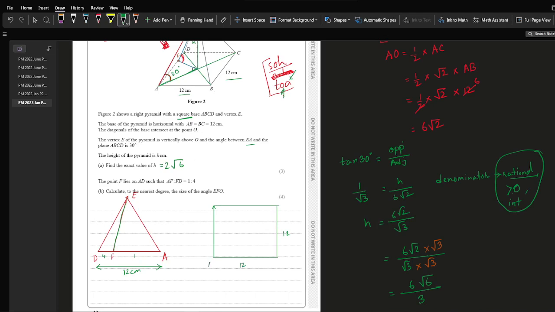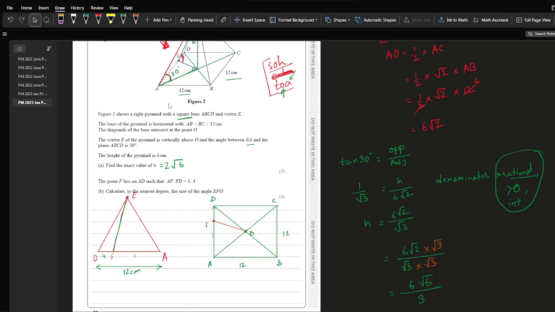Then A, B, C, D, and this is O. Let's draw the diagonals. This is O, and our point F is somewhere in here. This is OF. So that means we have to find either the point OF or the line EF. Which one is easier to find?